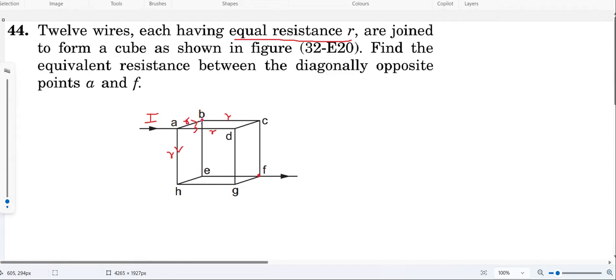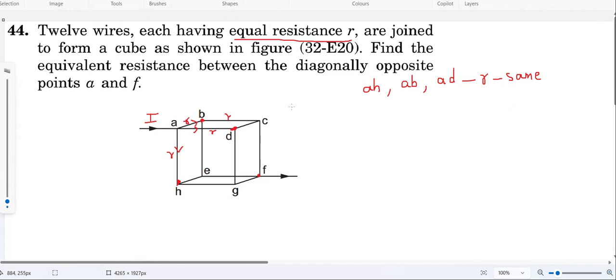So let's mark them in the first step. As we know, AH, AB, and AD have same resistance, so the current division is going to be same. The current is going to be I by 3, I by 3, I by 3, if I say the total current is I.